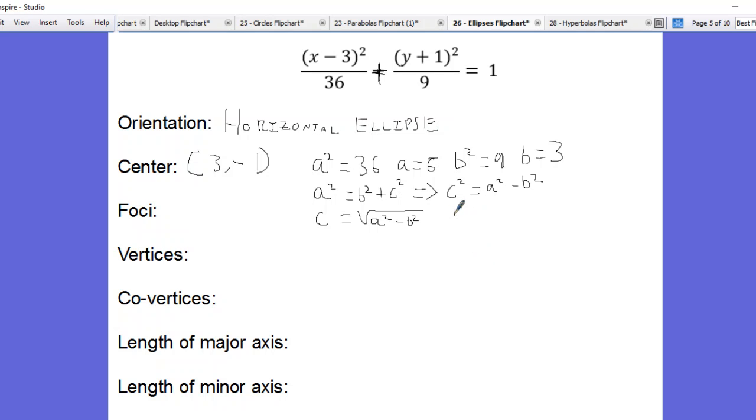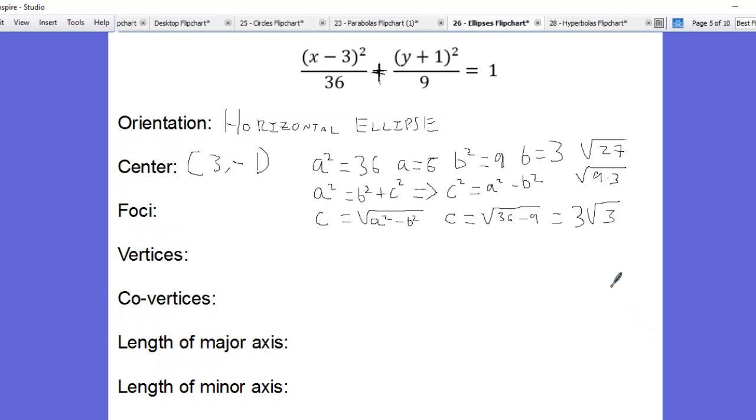And this would mean c is equal to the square root of a squared, which is 36, minus 9, which is b squared. So that's 36 minus 9, that's 27, right? So c is equal to the square root of 27, and the square root of 27 I can rewrite as the square root of 9 times 3. What's the square root of 9? 3. So I can take out that 9, that's a 3. That becomes 3 root 3.